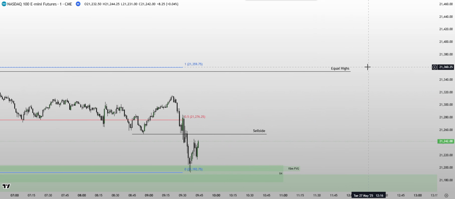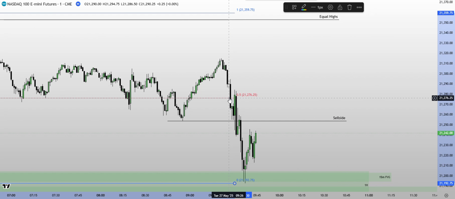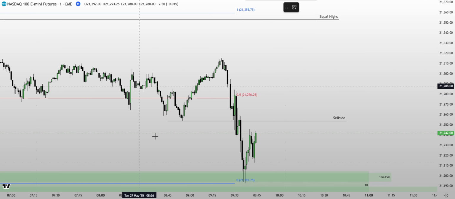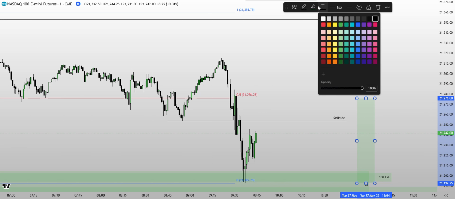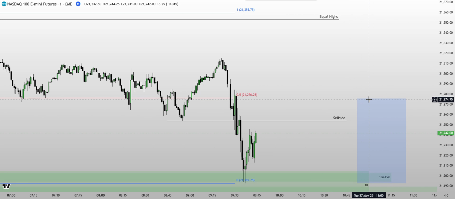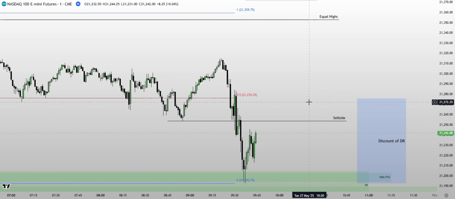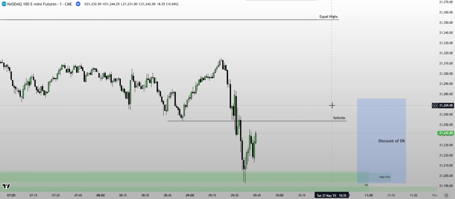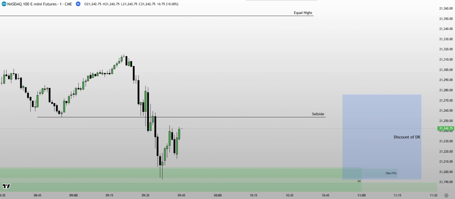And so from this point, I want to find a setup here, all stemming from that bias that I formed using sound logic. So I'm going to just show you that right here, this is the discount of our dealing range right here. So anything at this point here is an optimal long to take. Let me write it down. Discount of dealing range. That's what that represents right there. So everything in this lower half is an optimal long to look for. And so this is where we wait for something to show up on the charts.